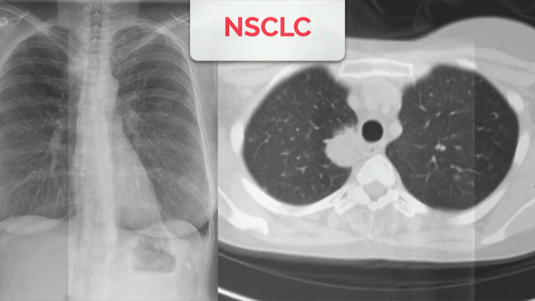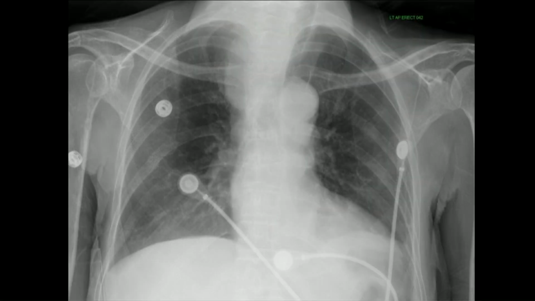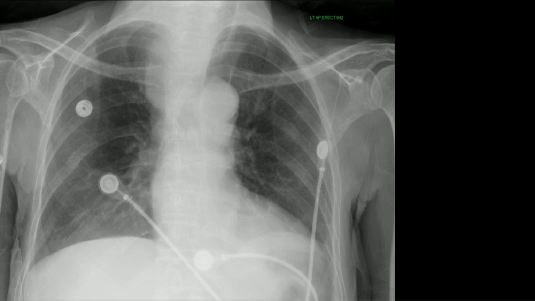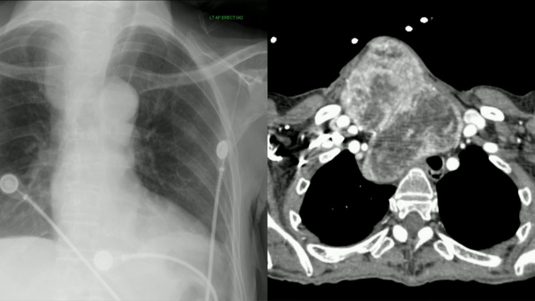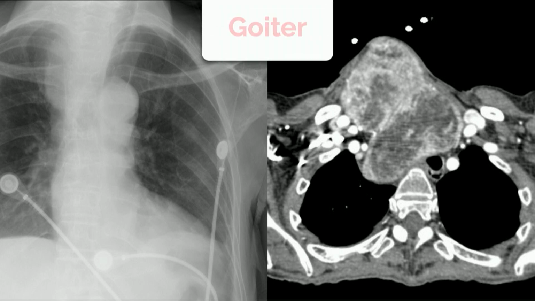So we definitely want to pay attention to our paratracheal stripes. Here's another one. So in prior cases, we showed thickening of the paratracheal stripe. In this case, it's not only thickened, but it's also displaced. And here's the corresponding CT. This is just a huge multinodular goiter that's resulting in loss of the paratracheal stripe and displacement.